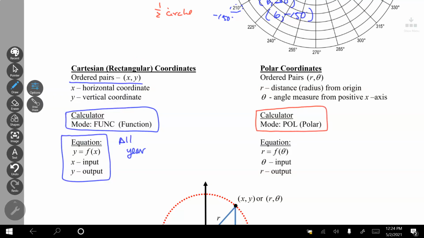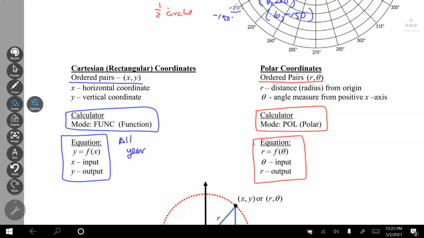Our calculator is going to be changed to polar mode, especially tomorrow when we start really using our calculator to do things. And now, instead of saying y is a function of x, r is a function of theta. It's a little bit different because we're used to x being in and y being out. And over here you think, well, r should be in and theta should be out. It's the other way around. Theta goes in and r comes out. And we still graph these ordered pairs as r comma theta, but this is the way it's done.